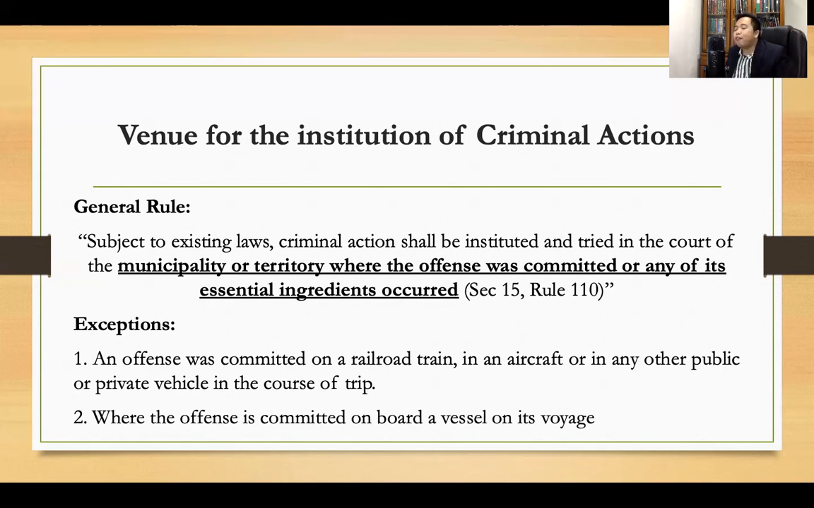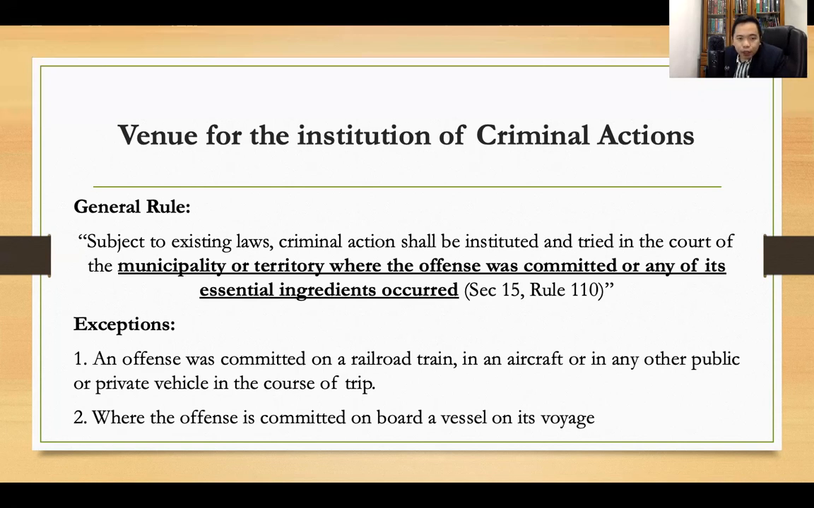So class, venue in criminal cases is jurisdictional. What do you mean by that? That means that the complaint or information can only be filed in the court where the offense was committed or any of the essential ingredients occurred. Now, there are exceptions from the general rule.